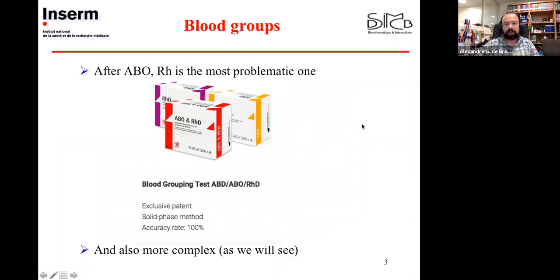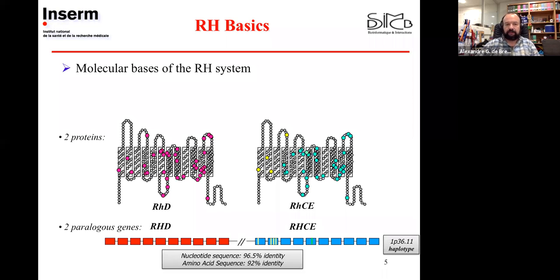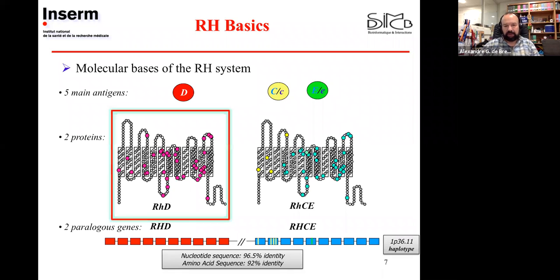After the ABO, the rhesus is the most problematic one. It's also the most complex one, as we will see. In terms of genetics, the RH system is encoded by two paralogous genes, RHD and RHCE. They share 92% of sequence identity for the amino acid, and it's higher for nucleotide sequence. They encode for two proteins, RHD and RHCE, and are associated to 5 main antigens. We are interested in the antigen D of RHD.